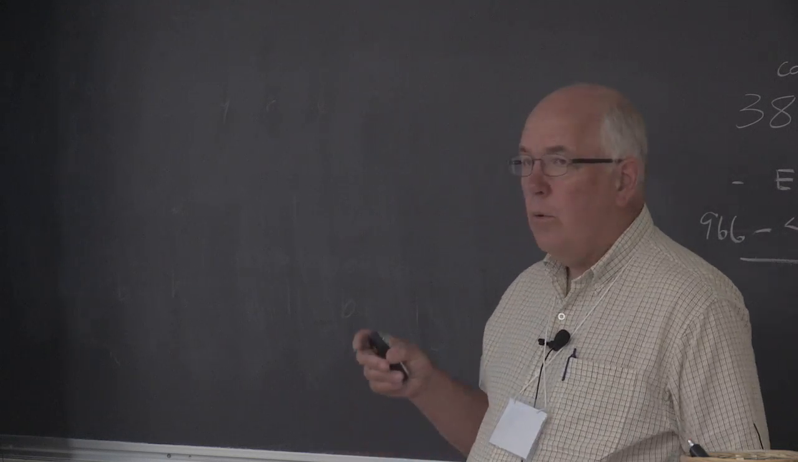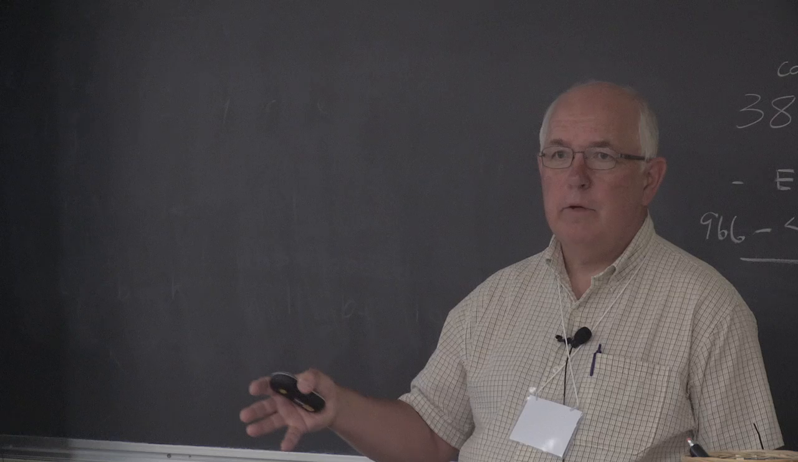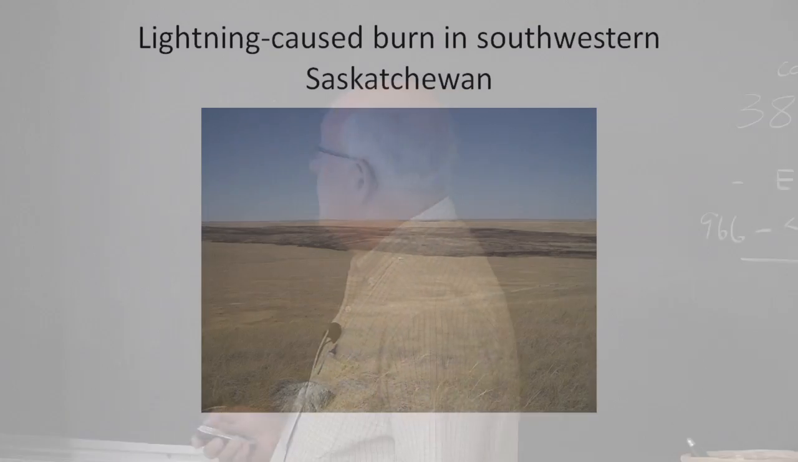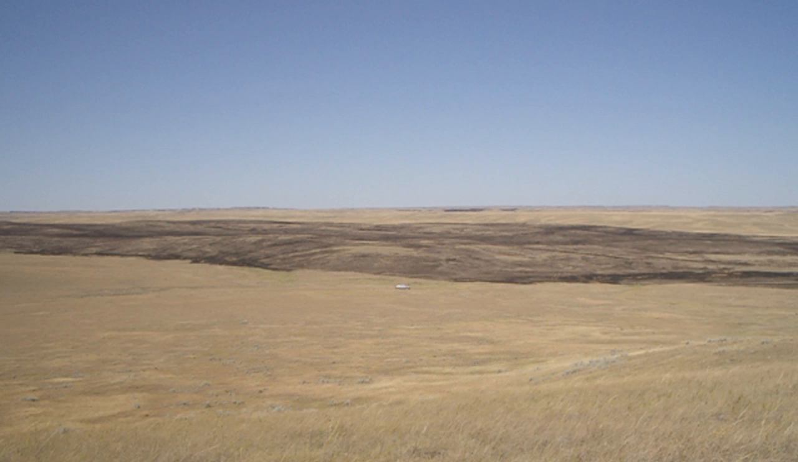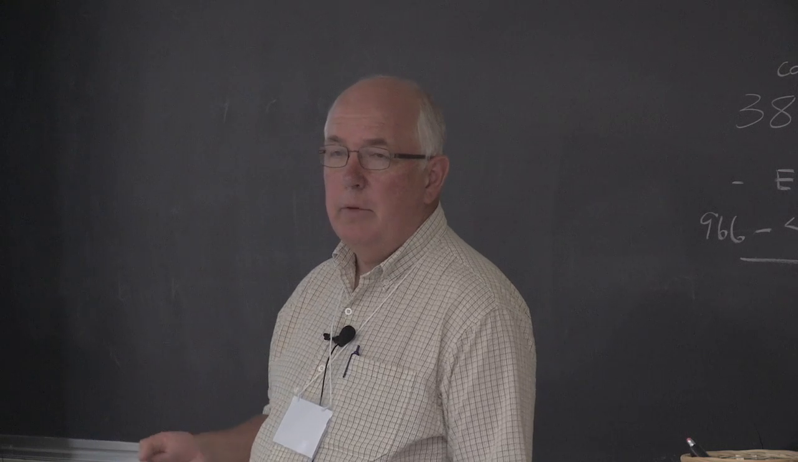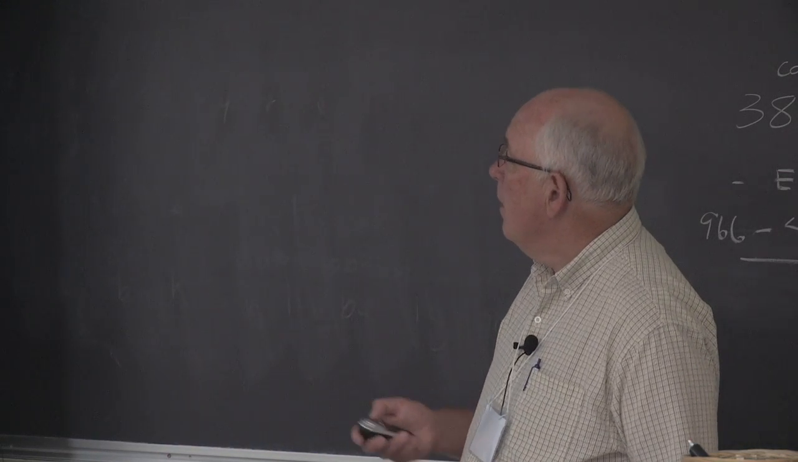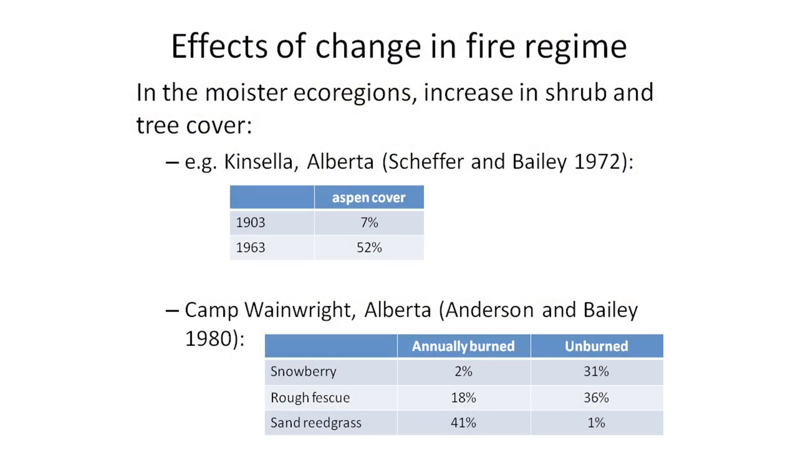So unquestionably, we've got much less fire out there in the landscape than would have occurred in the natural grassland. We do have fires sometimes. This is a big patch of grassland. There's a lightning-caused fire, so it does still happen, but it's undoubtedly much less frequent than it would have been naturally. What are some of the effects of this change in fire regime?